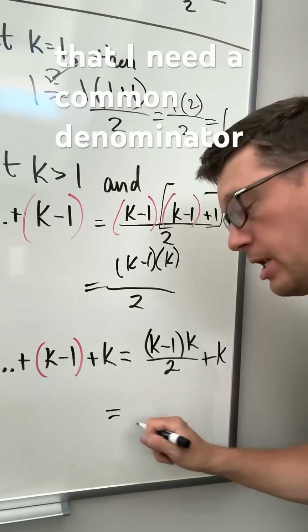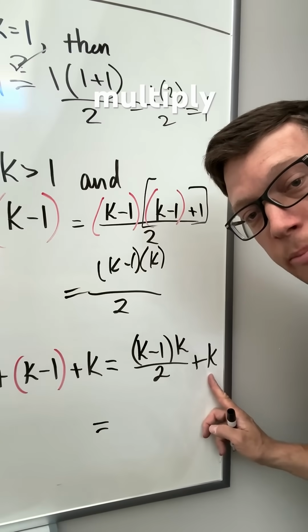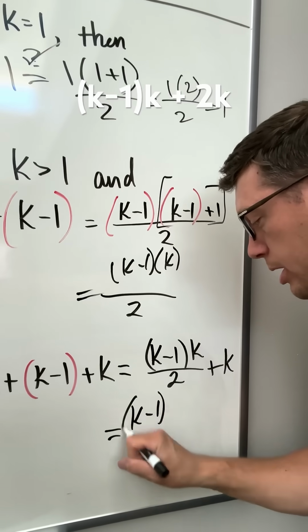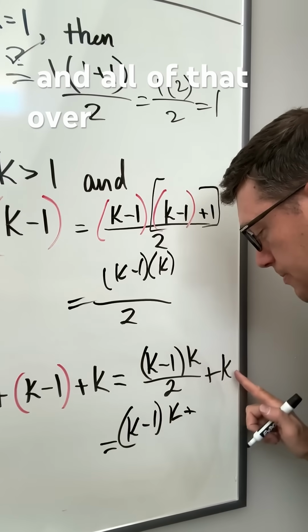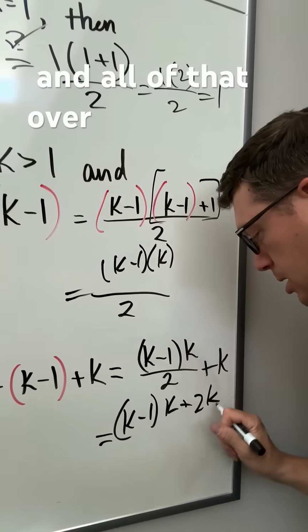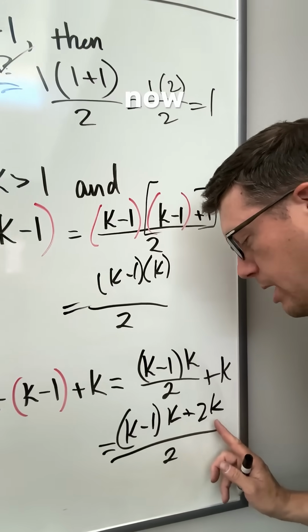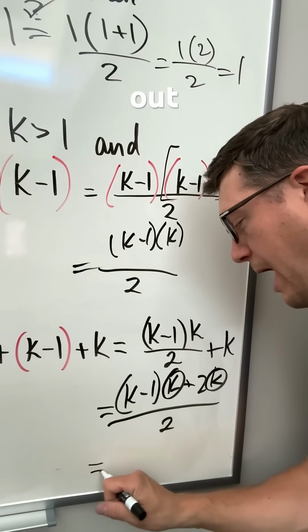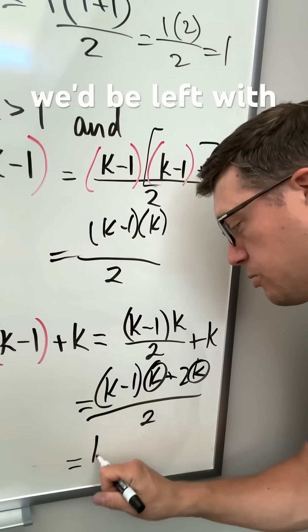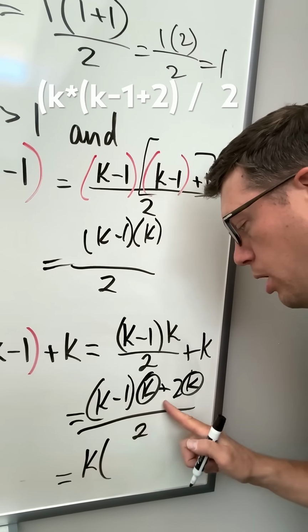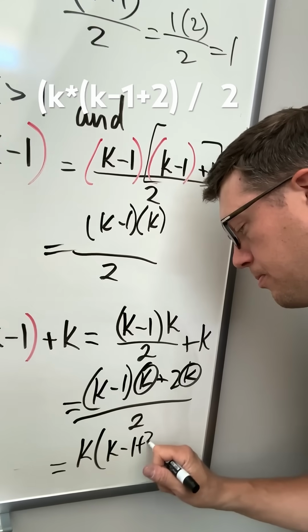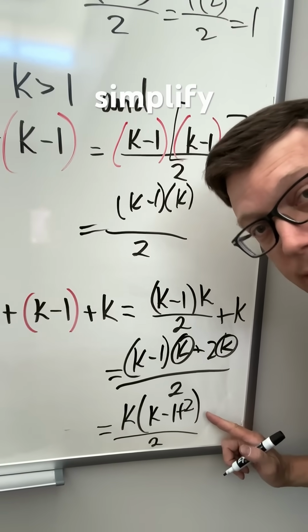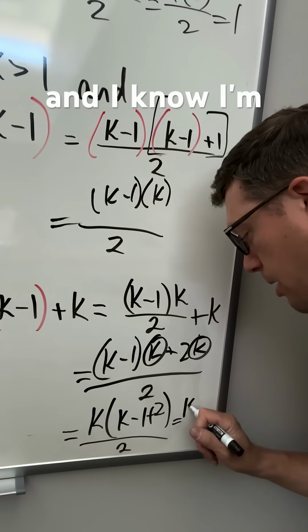So first of all, I know that I need a common denominator. So over here, I'm going to multiply both sides by 2, and in that numerator, denominator multiply by 2. We would have k minus 1 times k plus 2k, and all of that over 2. Now this k right here and this k are common factors, so if we factor that out of each of these products, we'd be left with k times k minus 1 plus 2 over 2.